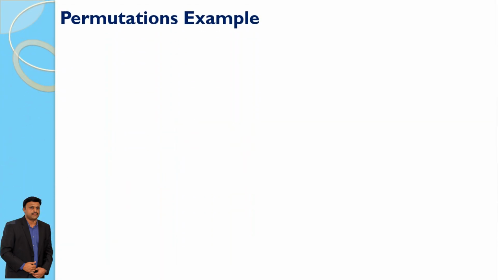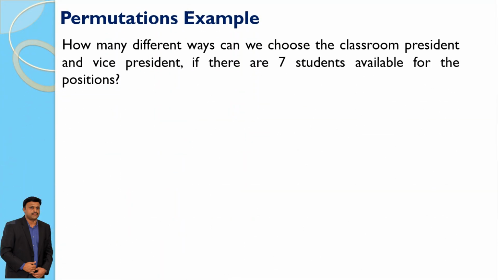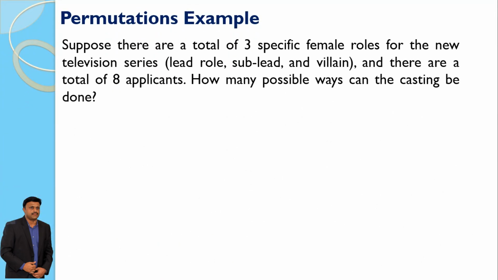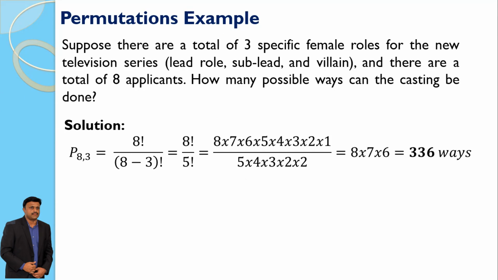The number of different ways to choose a classroom president and vice president from 7 students is calculated using the permutation formula. There are 3 specific female roles for a new television series and 8 applicants. The number of possible ways the casting can be done is calculated using the permutation formula.